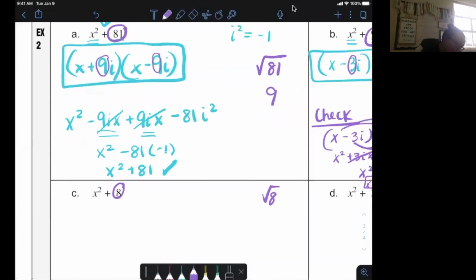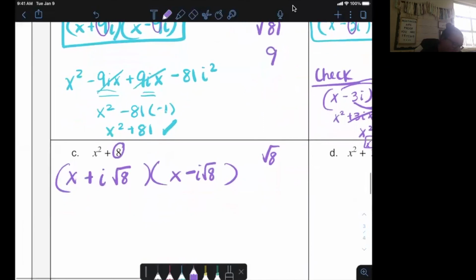We're going to have x times x to get the x squared. And then we're going to have the square root of 8 times the square root of 8 to get a positive 8 when we multiply it. And we're going to do a positive and a negative. And then we're going to want to make sure that we include i. So we're going to put i in front of the radical.